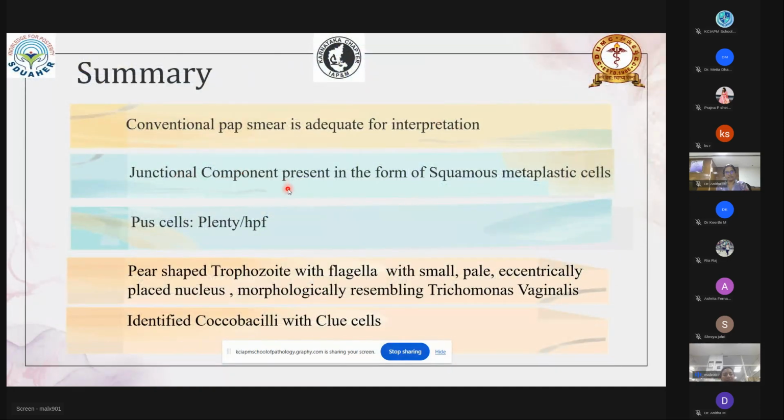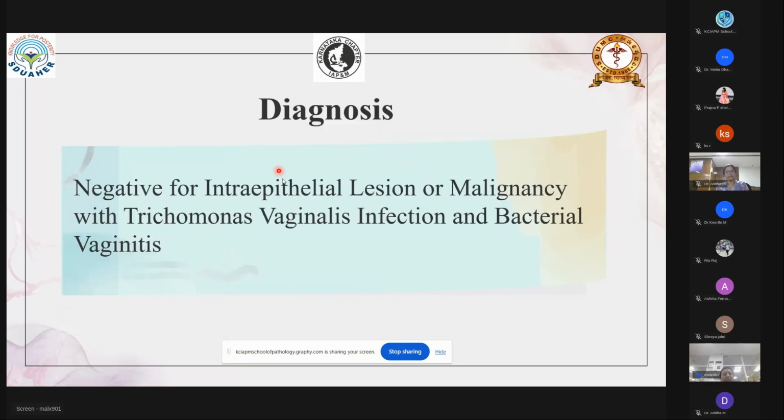Summary: conventional Pap smear is adequate for interpretation. Junctional component is present in the form of squamous metaplastic cells. Pus cells, plenty per high power field, and pear-shaped trophozoites with flagella with small eccentrically placed nucleus, morphologically resembling Trichomonas vaginalis. Also identified cocobacilli with clue cells. Diagnosis is negative for intraepithelial lesion or malignancy with Trichomonas vaginalis infection and bacterial vaginosis. Thank you, sir.